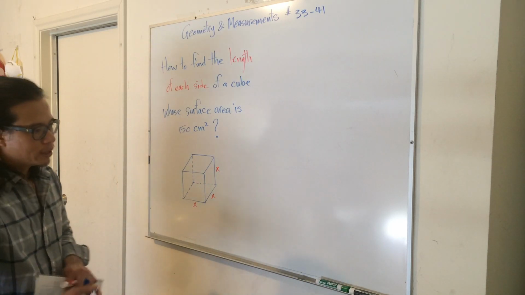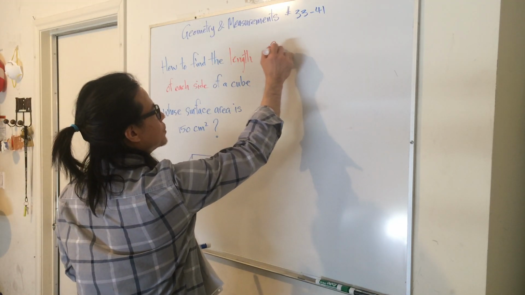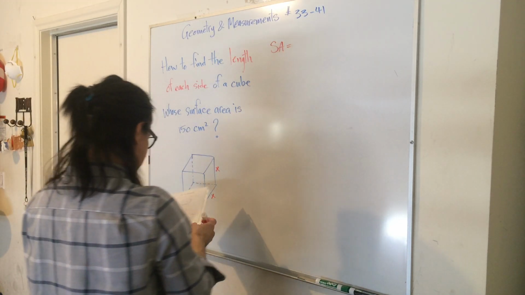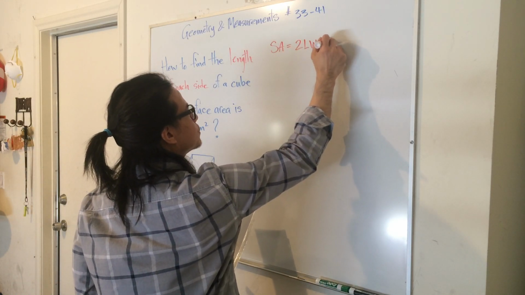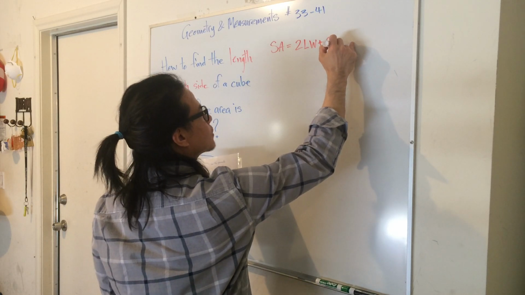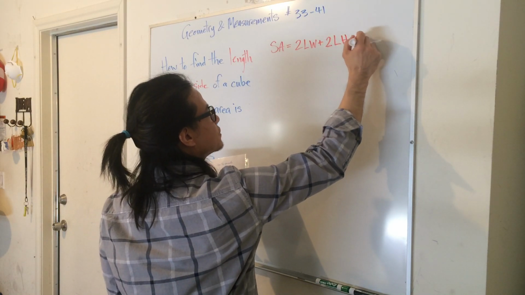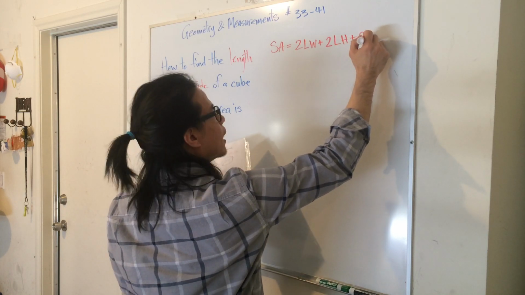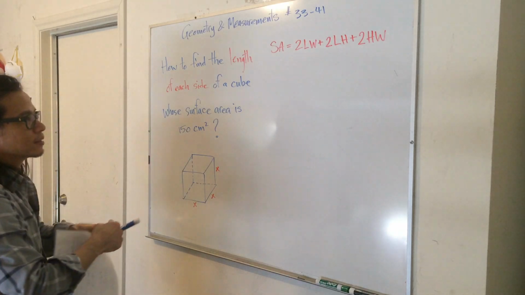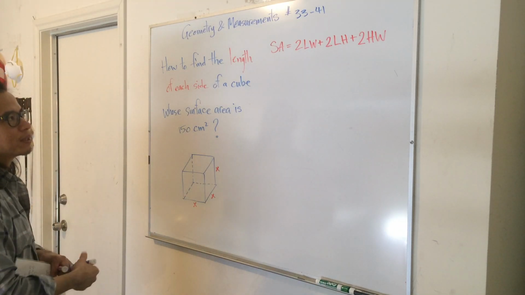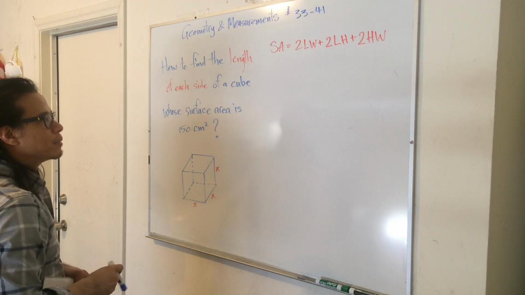Let's go back to what we know. We have the formula for surface area to use. Surface area is equal to 2 times the length times the width plus 2 times the length times the height plus 2 times the height times the width. That's a tough one to swallow. I'm not even going to bother trying to remember this. So that's why we write it down.